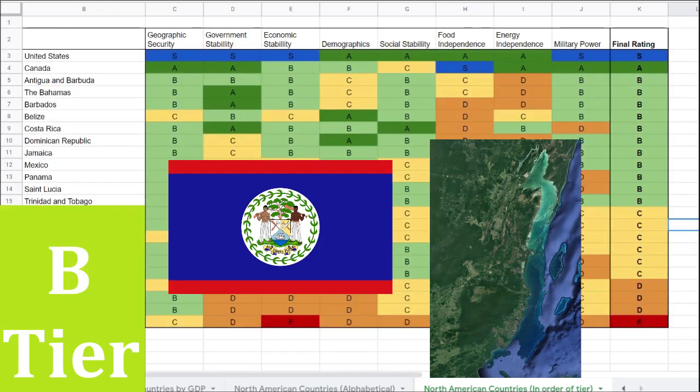Social stability, it's B. Small Latin American state, but as a former British colony, social tension's a little better than its neighbors, just because it's hard to explain, so I'll just explain it here.